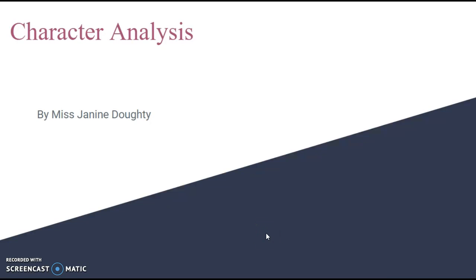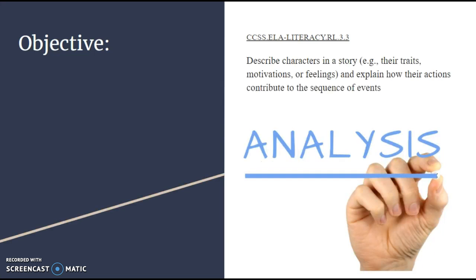Hi, and welcome to my screencast, where I will be going over a lesson on doing a character analysis and how to incorporate that by using a graphic organizer as a helpful tool to help you look at the deeper meaning of characters, themes, and so on. So, with that being said, let's go ahead and get started.